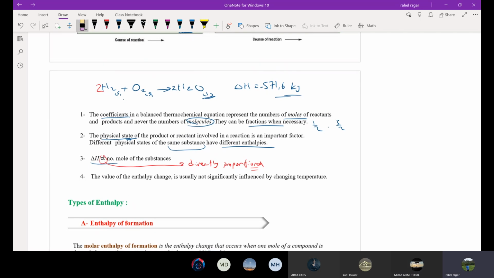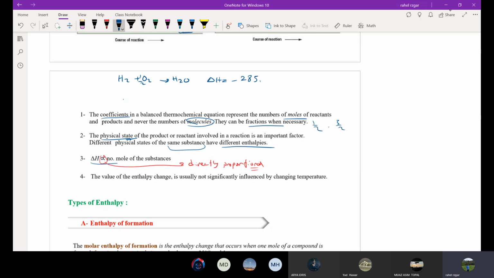For example, let me give you a reaction like that. Let's say, let me write the same equation. Let's say hydrogen and oxygen, 1/2 oxygen, becomes 1 H2O. Then the delta H is minus 285.8.